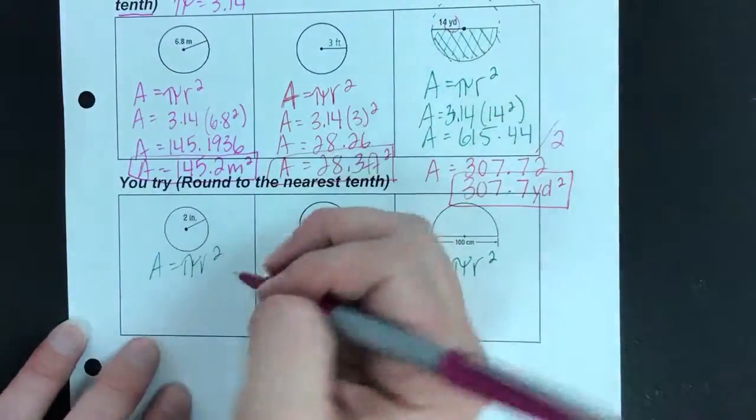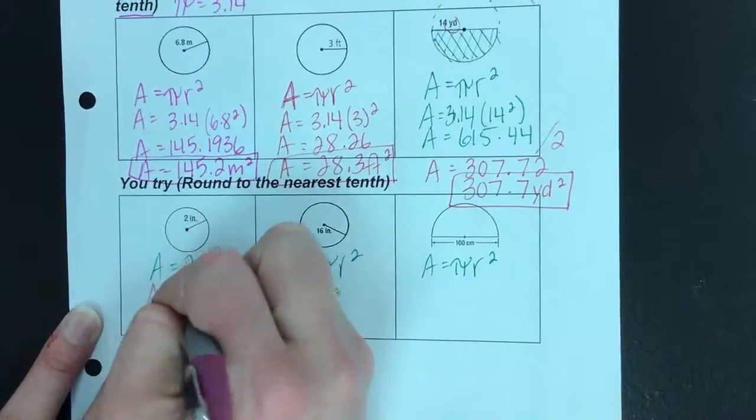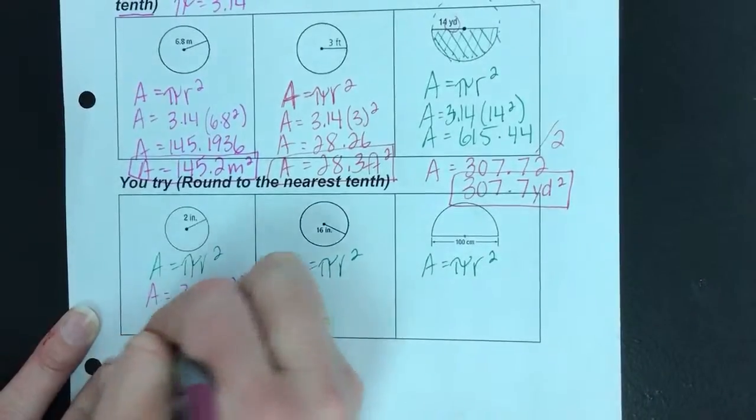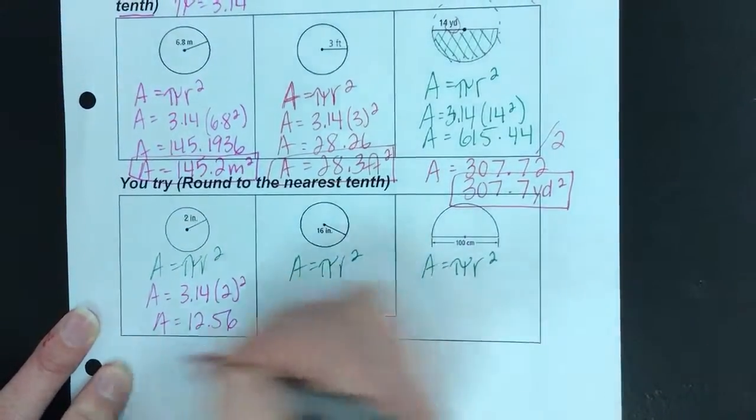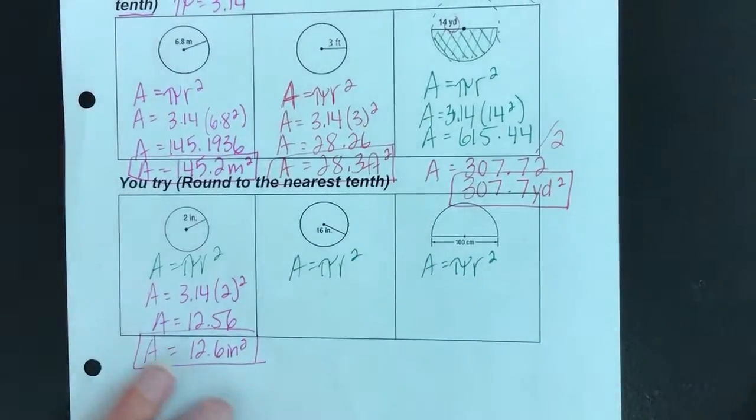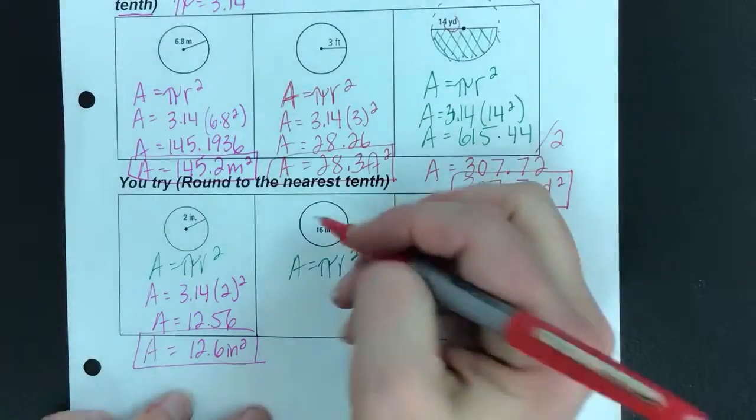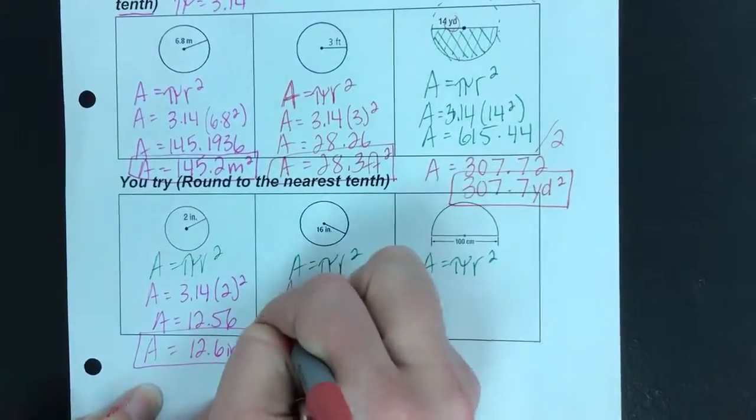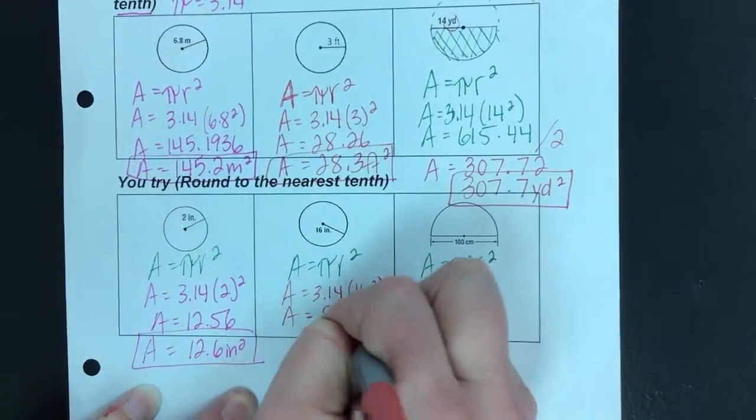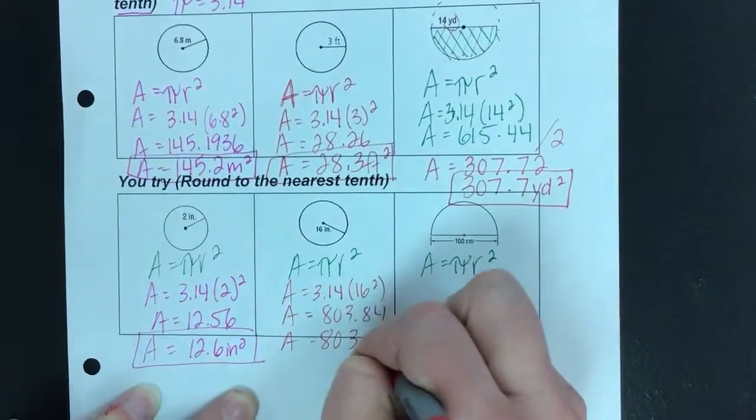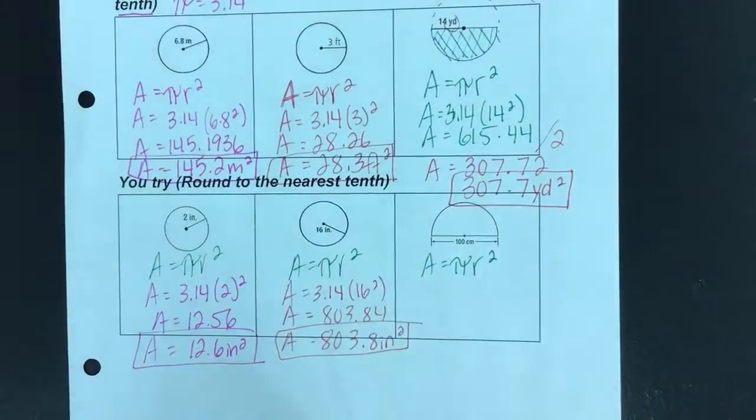Okay, so you're going to plug these together just like we have with the others. Area equals 3.14 times the radius, which is 2, squared. Area equals 12.56 square inches. Area equals 12.6 square inches. The center one: area equals pi r squared. We have the radius, so we're good to go. Area equals 3.14 times 16 squared. Area equals 803 and 84/100. Area equals 803.8 inches squared.